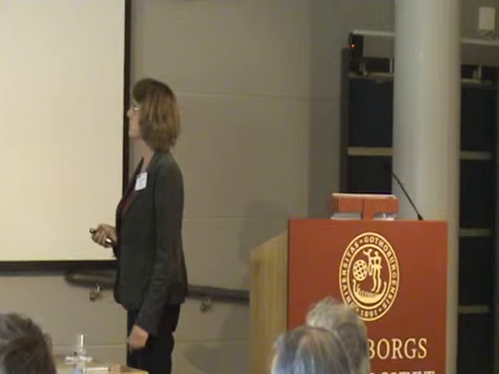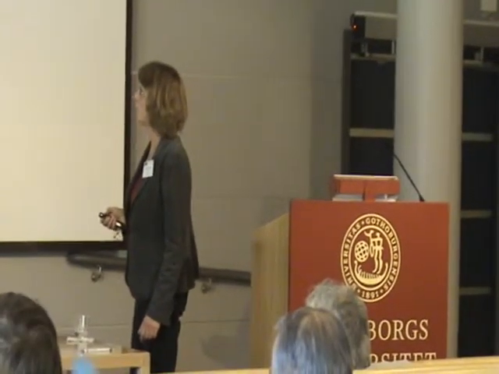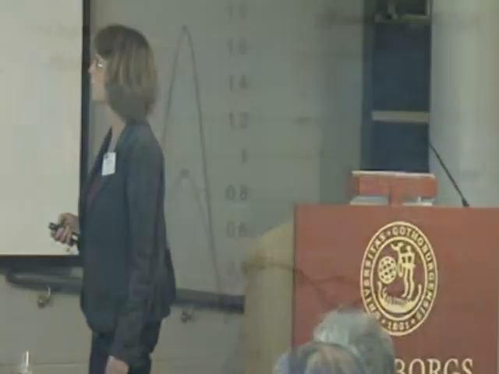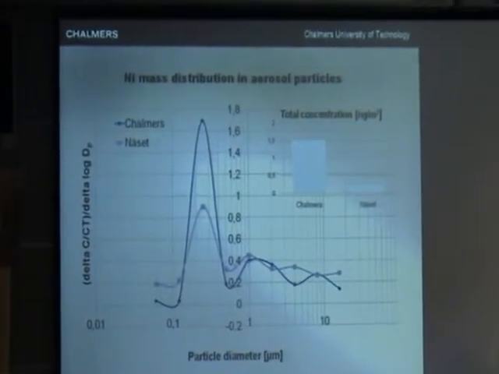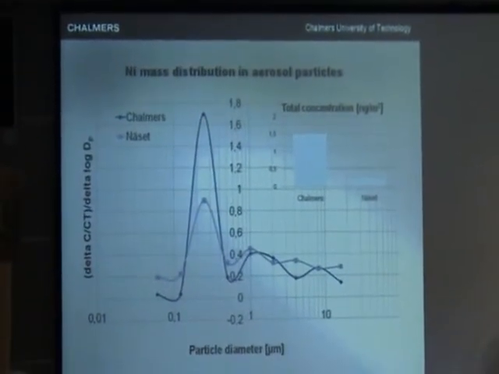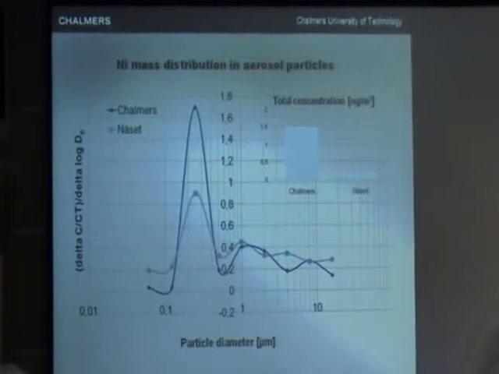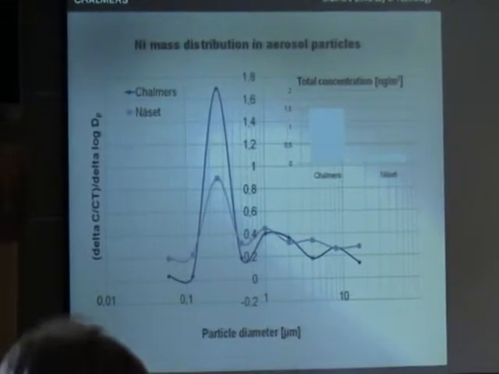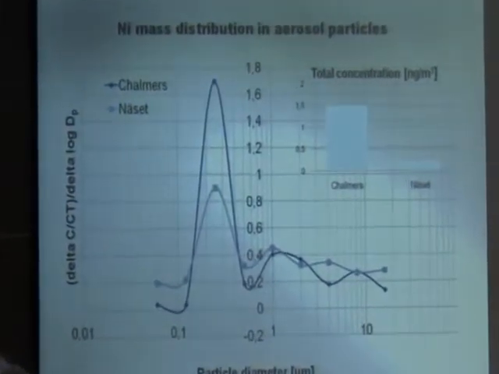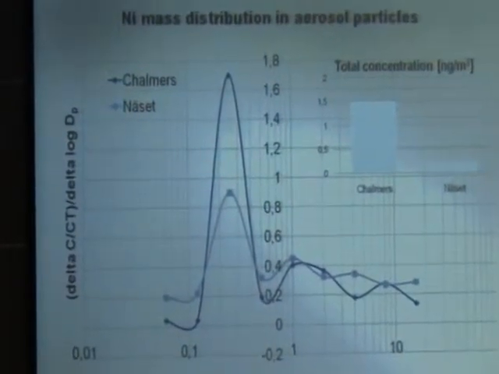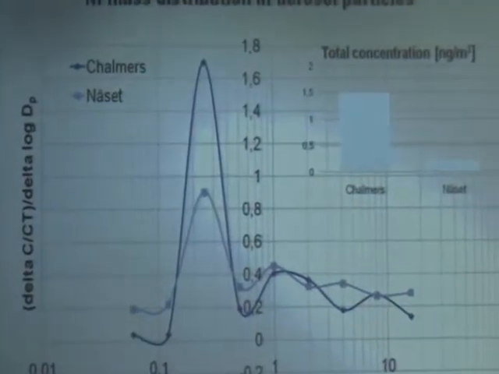I have also collected compared to polycarbonate filters. Delta log dp means the difference between the logarithm of the maximum and the minimum diameter in the size classes. Ct is the total concentration of the trace elements, and delta C is the concentration in one size class.